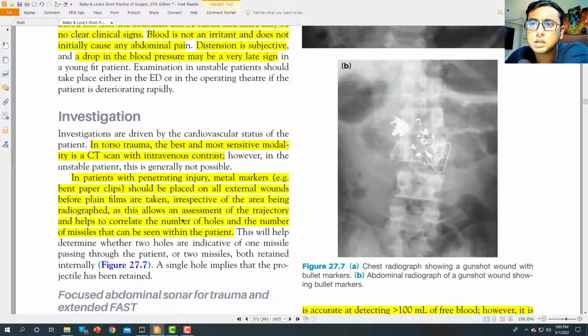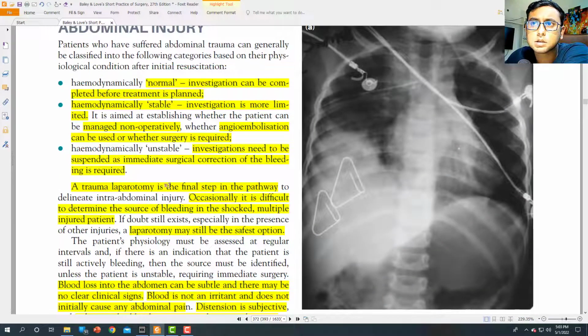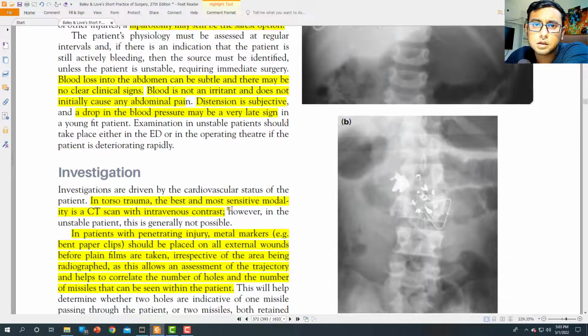So what kind of investigations? As we all already studied, the minimum investigation must be done within a short time. So CT scan is the choice, the most sensitive modality of the chest.